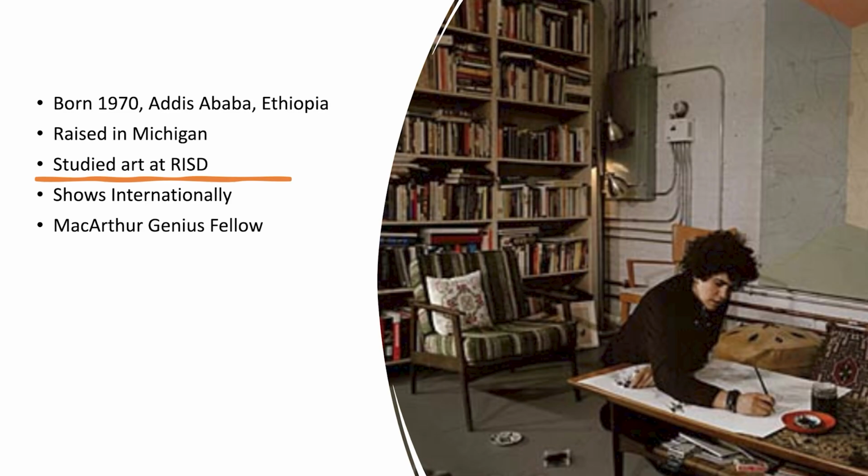A short bio about Julie Mehretu. She was born in 1970 in Addis Ababa, Ethiopia. In 1977, she moved to Michigan with her family to escape a brutal socialist dictatorship. She was raised in Michigan. She studied art at RISD, and at a very young age, she started showing and selling work, while all the while remaining protected and true to her own thing.